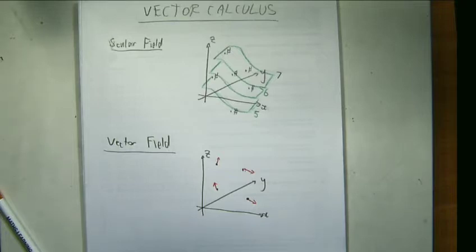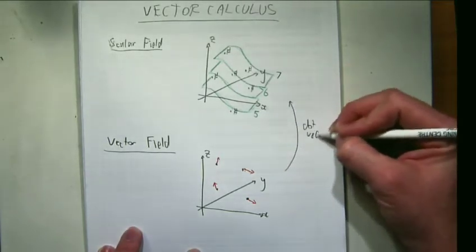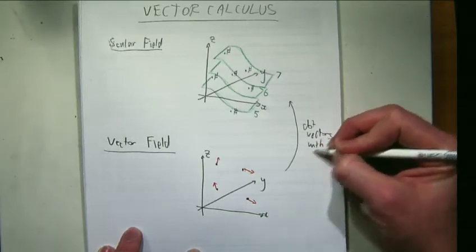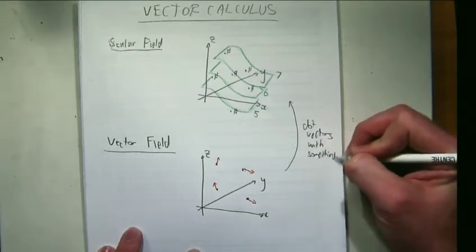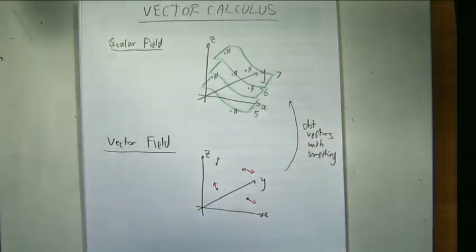So the way to turn a vector field into a scalar field is to dot product all of those vectors with something. And then at every point, you'll produce a number. And that's the big idea for integrals. Every integral of a vector field is actually the integral of a scalar field. That's the dot product of your vector field with something.